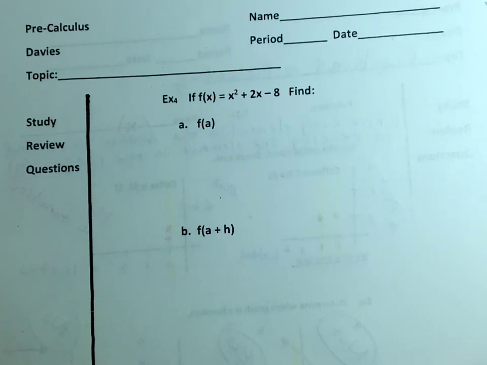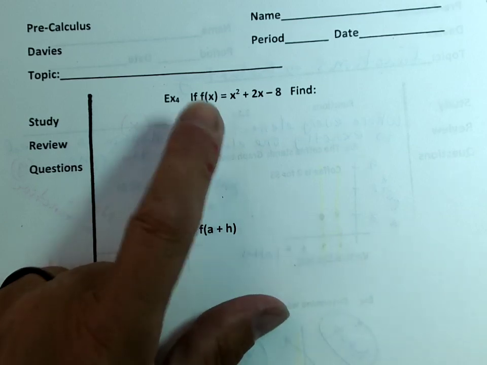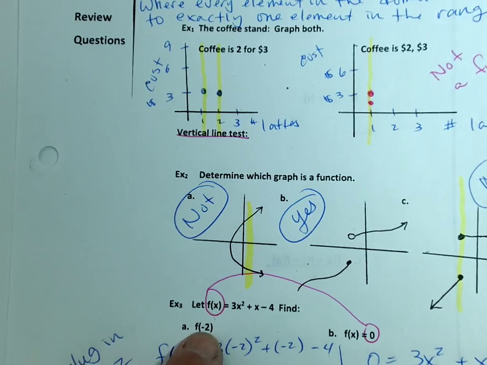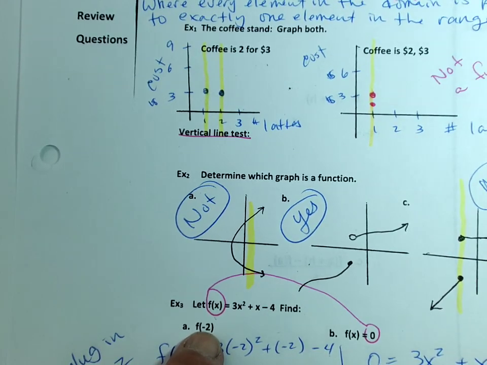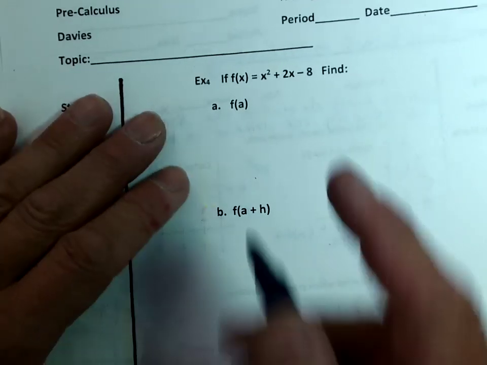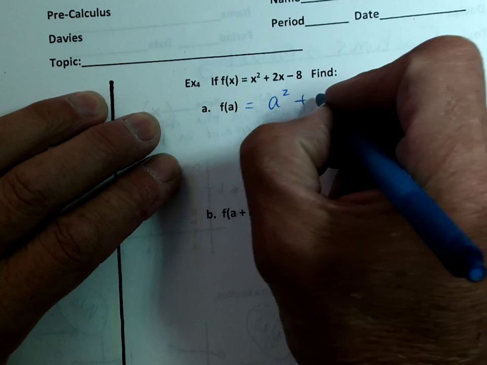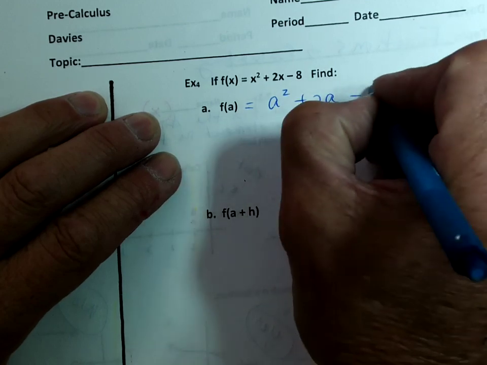All right. F of a. F of a, what does that mean? Nobody knows. Well, it's a question. What did we do before? It was f of negative 2. It's the same everywhere, except we're going to plug in a. So it's just going to be a squared plus 2a minus 8.